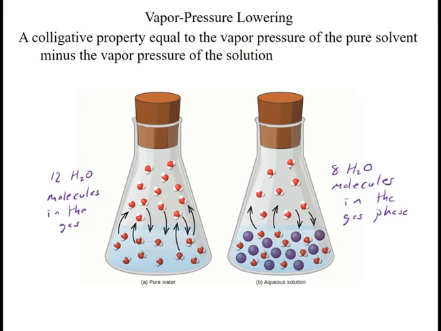Okay, so by adding something to my water, I reduced the vapor pressure, or the number of molecules of vapor that are present. And this formula basically says that the vapor pressure lowering, which we're going to symbolize by delta P, is equal to the pressure of the pure solvent minus the vapor pressure of the solution. So that's basically what the vapor pressure lowering definition is.